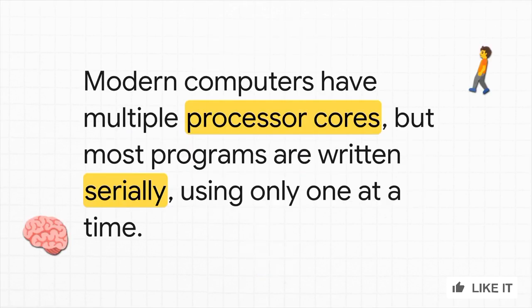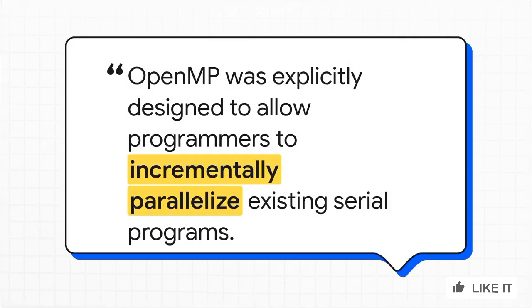So you might be asking, why do we even need something like this? Well, it's pretty simple. Pretty much every computer these days has multiple processor cores. You can think of them as individual brains. But here's the catch. Most programs, by default, are written to run serially. That means they run in one straight line, using only one of those brains at a time. All that other power is just sitting there, doing absolutely nothing. And that's exactly where OpenMP comes in.